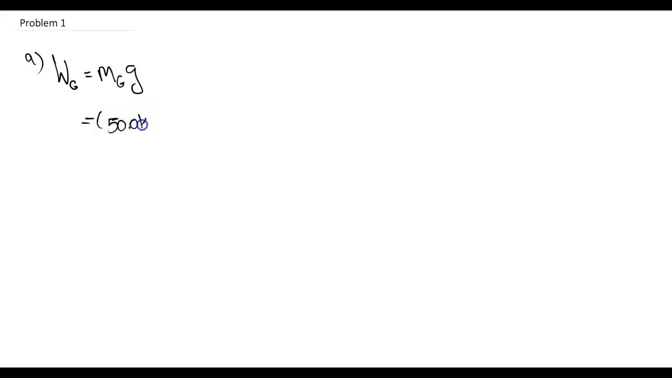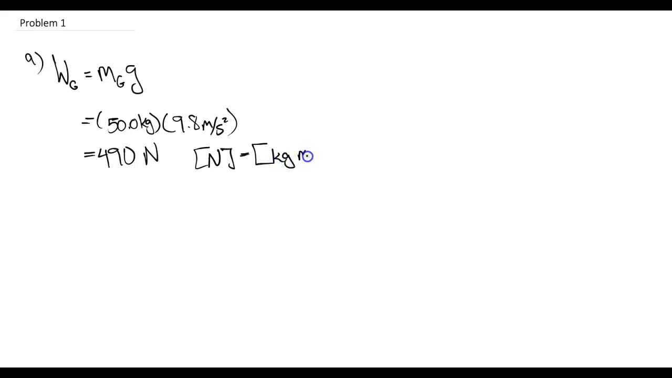50 kilograms is the mass of the gymnast. 9.8 meters per second squared is the acceleration due to gravity. This gives us 490 newtons, and keep in mind that a newton is equivalent in units to a kilogram meter per second squared. So if you see a newton or if you see a kilogram meter per second squared, that means the same thing.